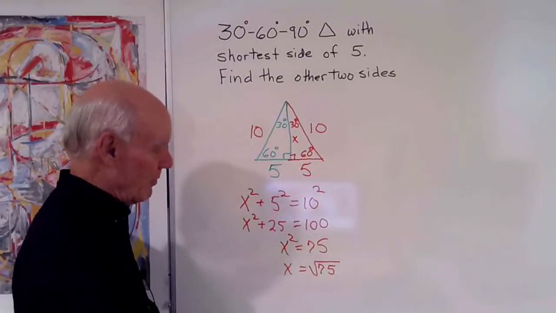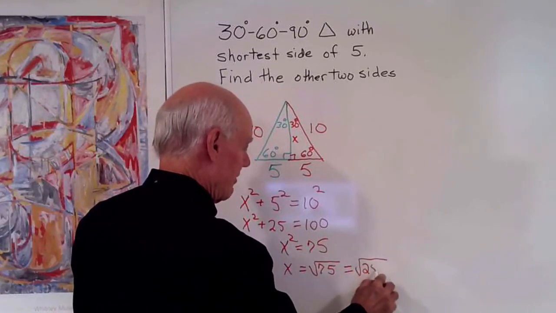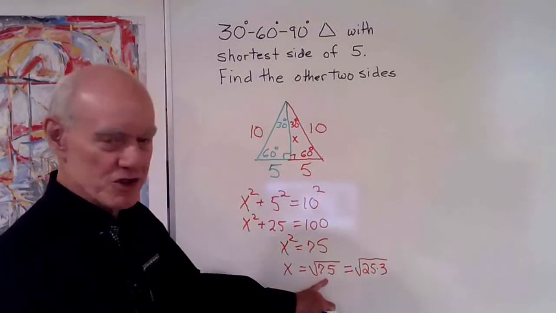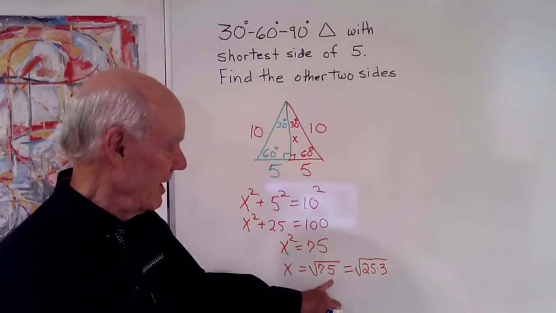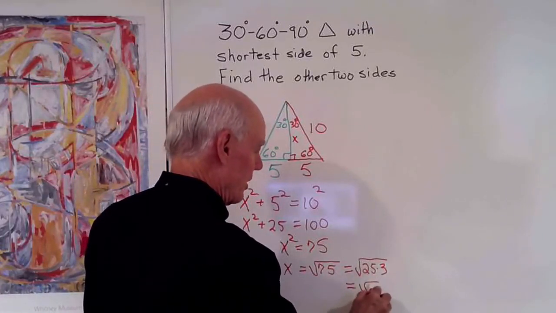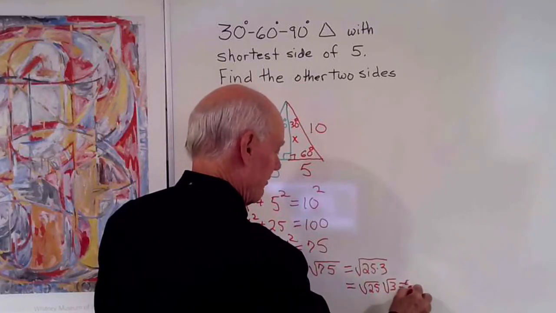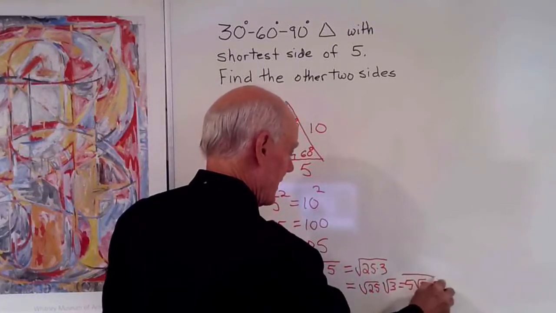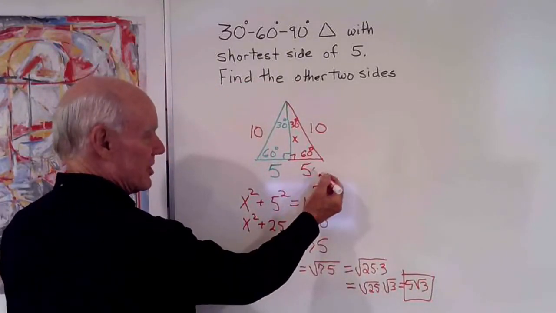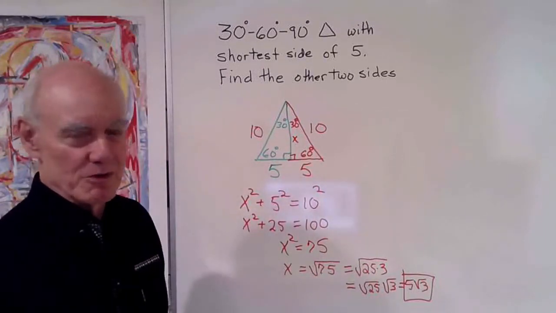And then I know from my work with radicals that 75 is 25 times 3, so 25 is the largest perfect square that's a factor of 75. And then using my properties of radicals, I know that this is square root 25 times square root 3, which is going to be 5 square root 3. So that's my third side. So one side's 5, that's the given side. The longest side is 10, and the other side turns out to be 5 square root 3.